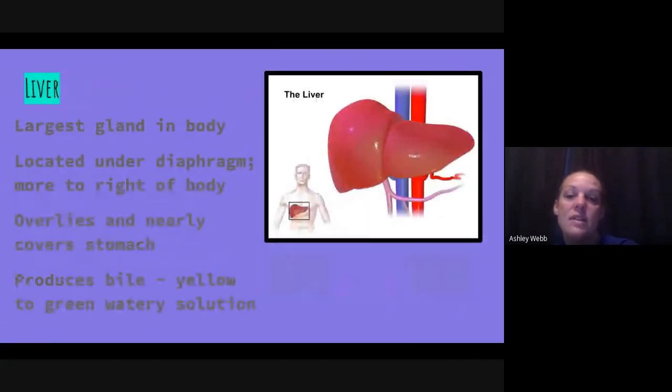The liver is the largest gland in the body. It's located right under the diaphragm. If you look at a picture of the entire abdominal cavity, you see the diaphragm going across the center transversely, and then it's that big, kind of triangular-shaped organ at an angle. It's more on the right side of the body. It nearly covers the stomach completely. You can hardly see the stomach out from under the liver. The liver produces bile, and bile is a green yellowish watery solution.